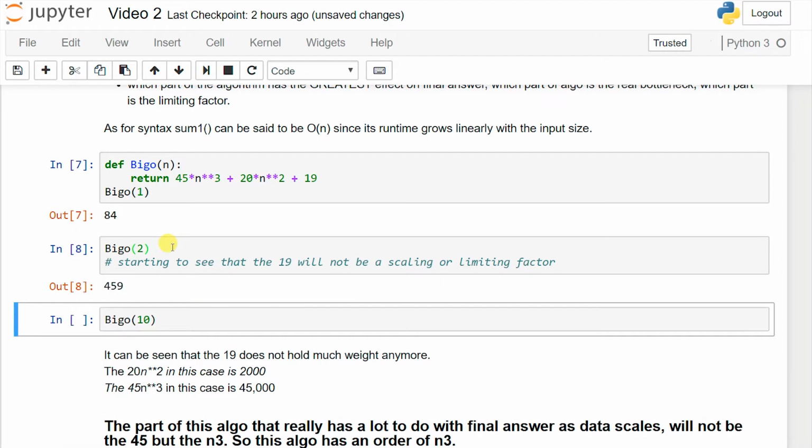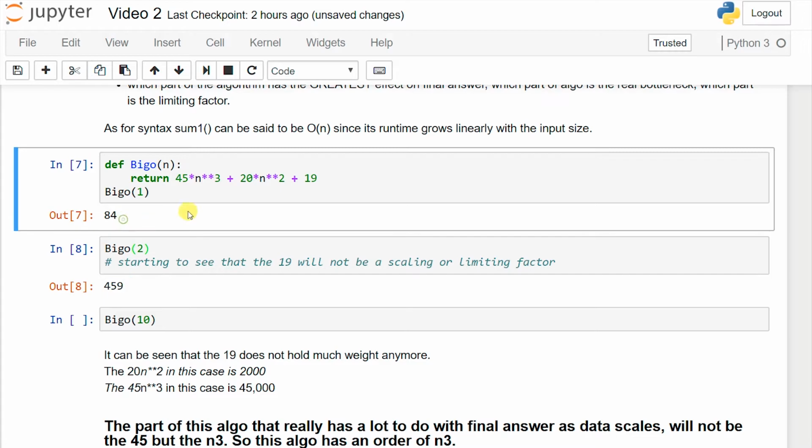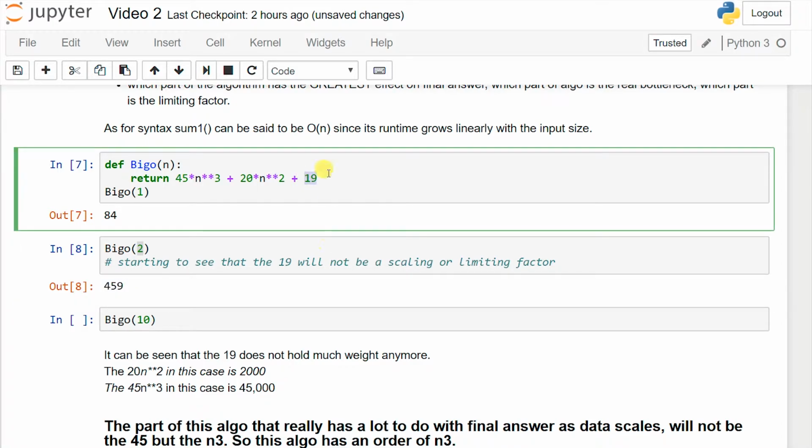So what happens if I do just 2? We automatically jump from 84 to 459. What I wanted you to see is that just looking at these two, all we did was change n by a factor of 1, correct? And yet our results substantially changed. But the point is that this 19 had an effect here, from a percentage standpoint, when n is 1. But when n is just 2, the 19 is pretty much becoming meaningless. So this would not contribute to our computational intensive time because it's not really having any kind of overall effect. It's not limiting how we're progressing in terms of scaling.